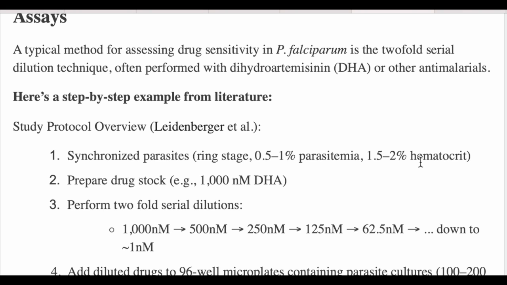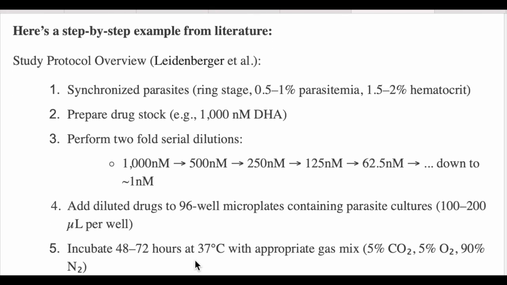Then you prepare your drug. For example, if you want to use 1 micromolar of DHA, which is 1,000 nanomolar, you perform twofold serial dilutions starting at 1 micromolar, or 1,000 nanomolar. Twofold means you dilute it one in two. So the next one is 500 nanomolar, 250 nanomolar, 125 nanomolar, 62.5 nanomolar, right down to 1 nanomolar.